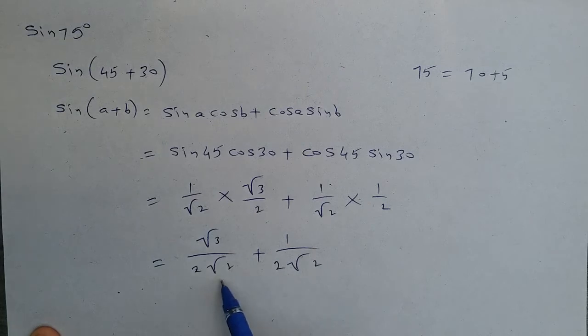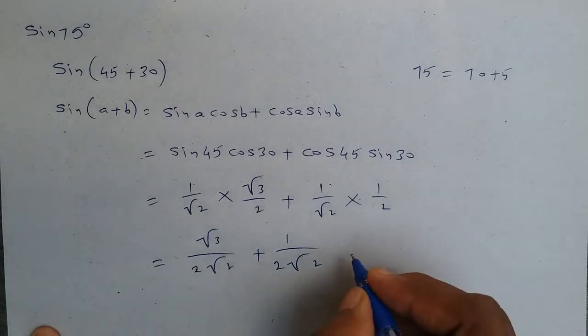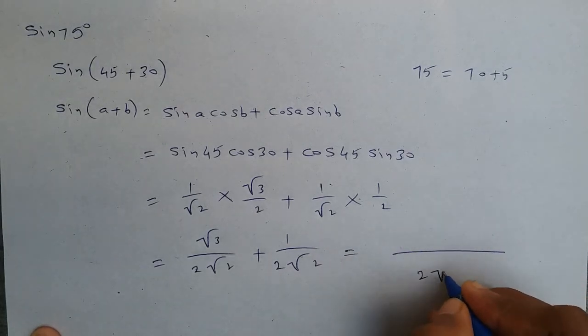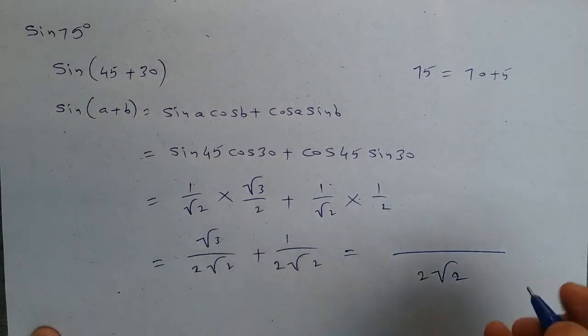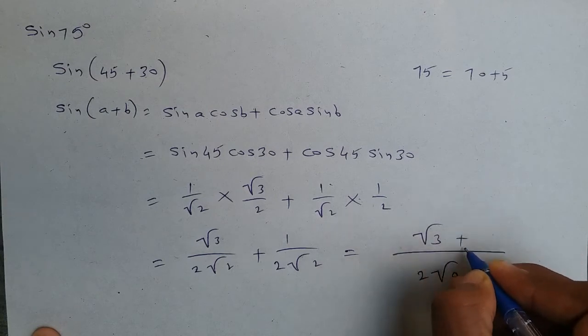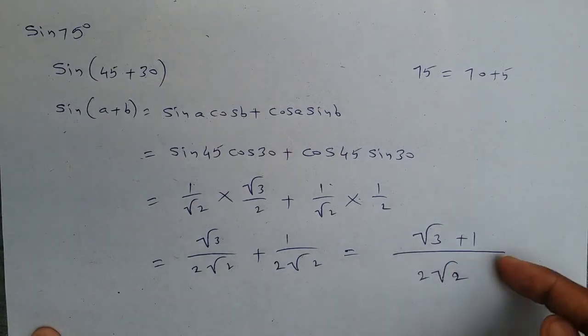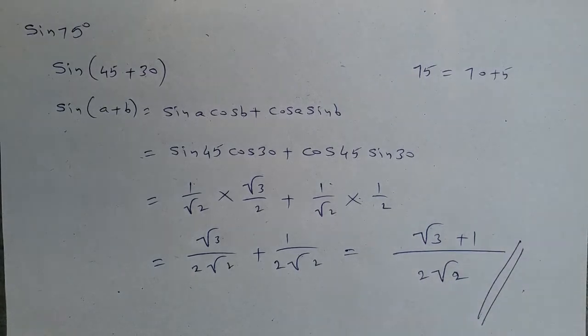If we observe here, both the denominators are the same. So write it once, 2 root 2, and add the numerators, root 3 plus 1. Here root 3 is irrational and 1 is rational, so we cannot simplify further. This is the value of sine 75 degrees: root 3 plus 1 divided by 2 root 2.